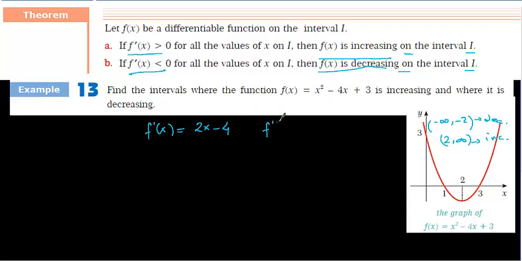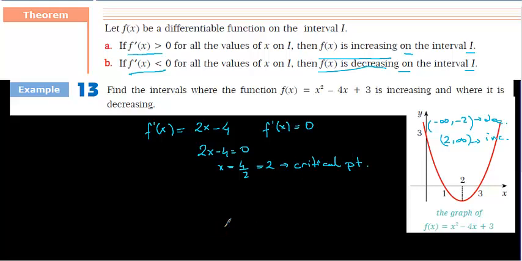Then, when f'(x) is equal to 0, we are finding the critical point. 2x minus 4 equal to 0 gives x equal to 4 over 2, which is equal to 2. And I say this point is the critical point.